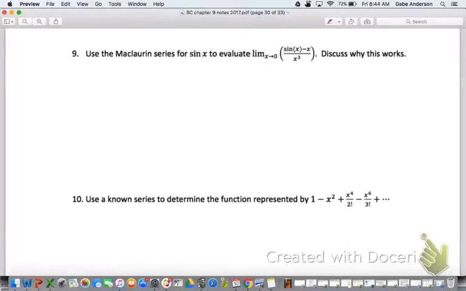Okay, so number 9, let's do this really quick. Number 9 says use the Maclaurin series for sine of x to evaluate that limit, and we can briefly discuss why this works. So what we're going to do is follow the directions. We're going to use the Maclaurin series for sine. So check this out. It's going to be the limit as x goes to 0. And then in place of sine of x, I'm going to put the Maclaurin series for sine.